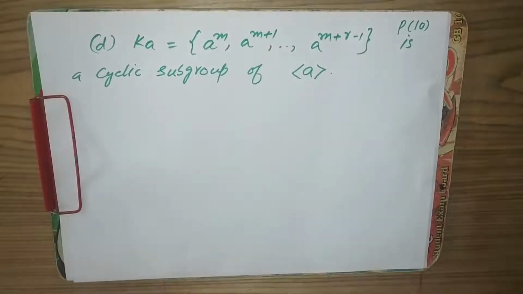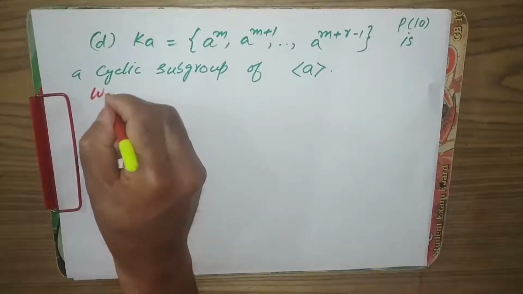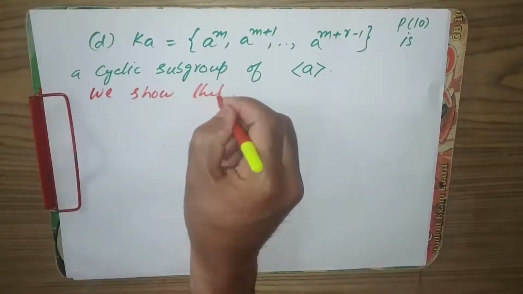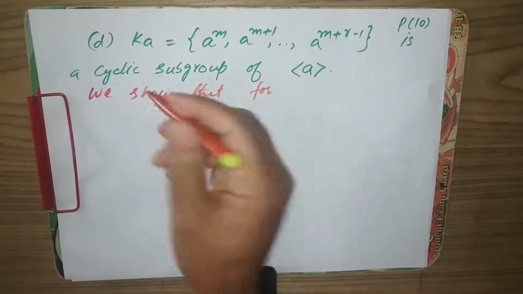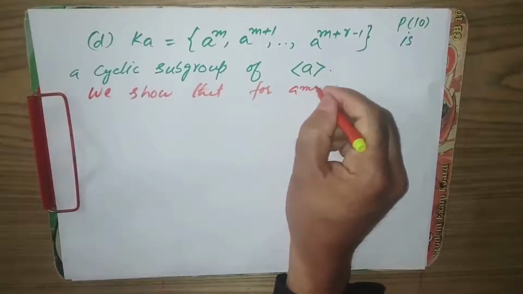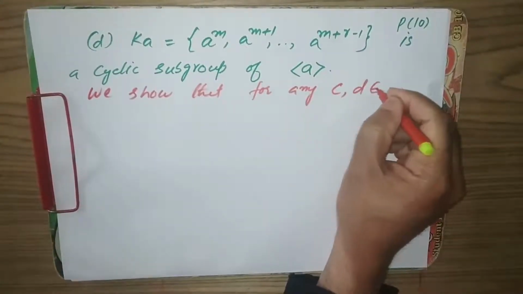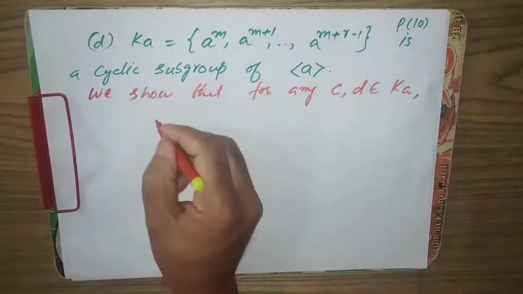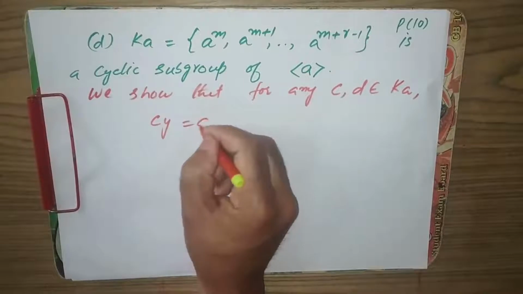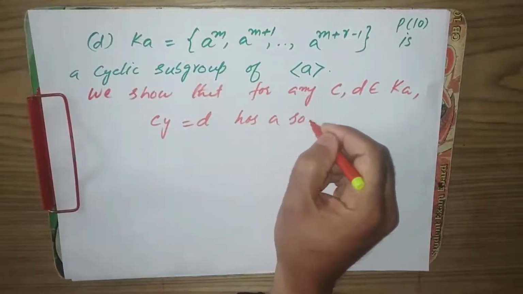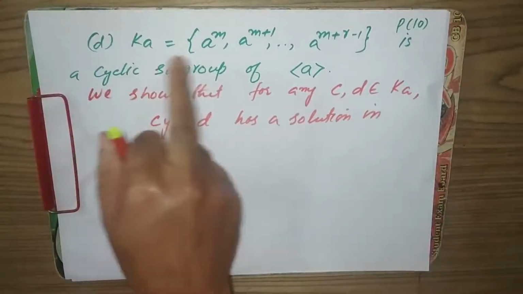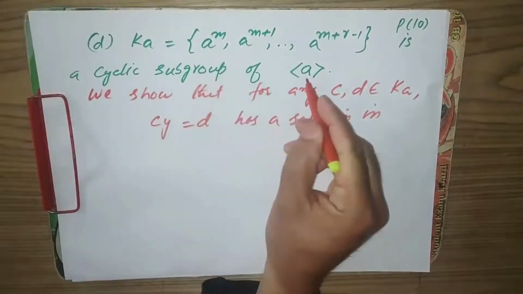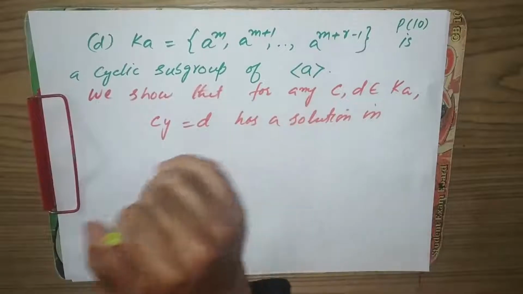So to prove it's a subgroup, we show that for any c, d in K_A, the equation cy = d has a solution, because it can be trivially shown that this is a sub-semigroup of the semigroup generated by A. That can be easily done.